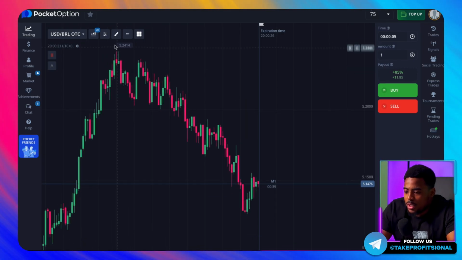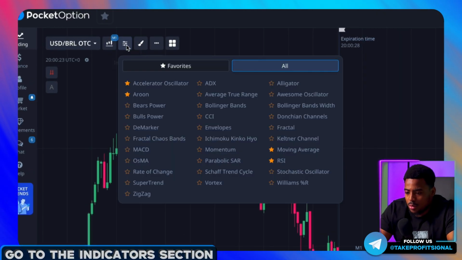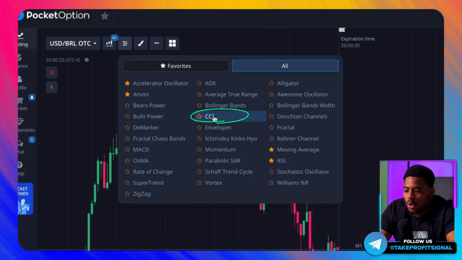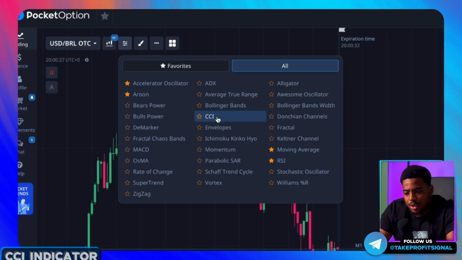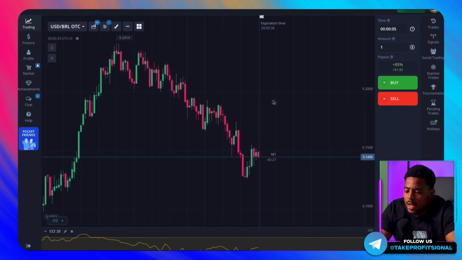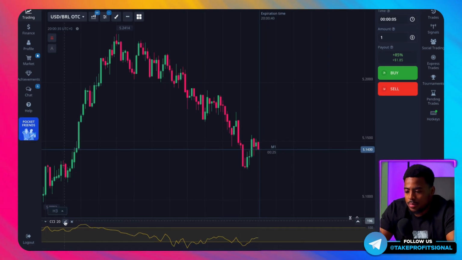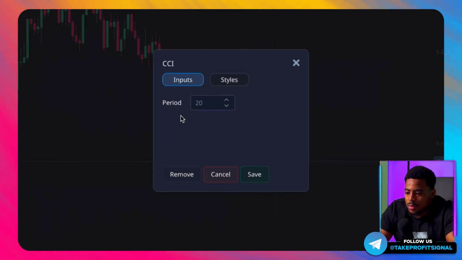Next, we are going to need to add an indicator. We go to the indicator section and look for the SSI indicator here. We click on it once, and now we need to configure it correctly. Here we click on the pencil. We do not change anything in this period because it's too small. We will have a very large number of garbage signals.